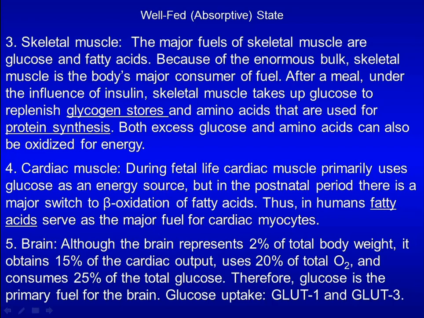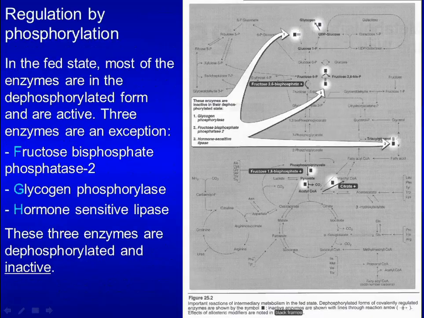Brain uses glucose as a primary fuel. It uses GLUT1 and GLUT3 for glucose uptake. In the well-fed state, most of the enzymes are in the dephosphorylated form and are active, except three.